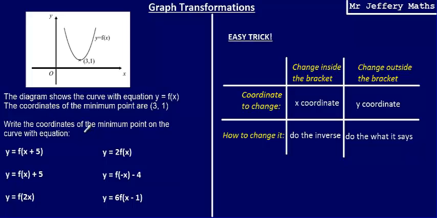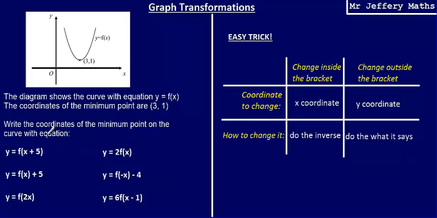We're asked to write the coordinates of the minimum point on the curve with the equation y equals f of x plus 5 and so on. Now, in order to answer these questions, we're going to use a nice, easy trick. To demonstrate how to use this grid over here, we're going to just jump straight in with these questions.